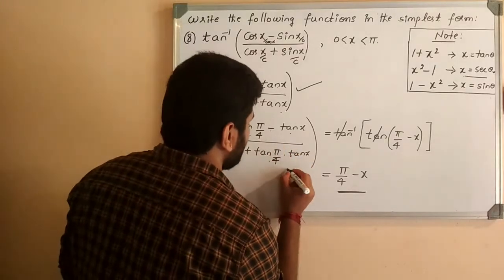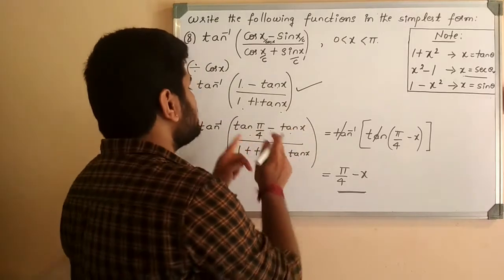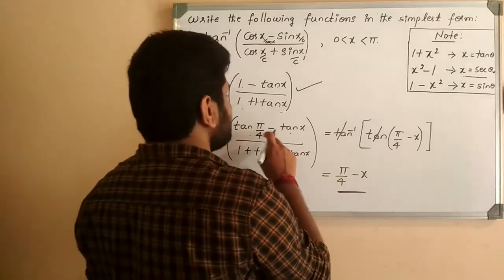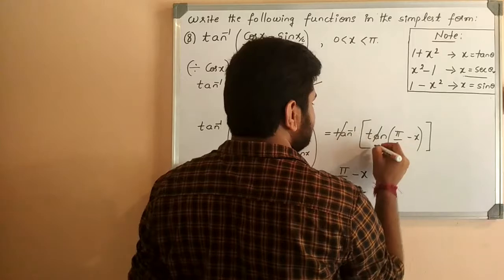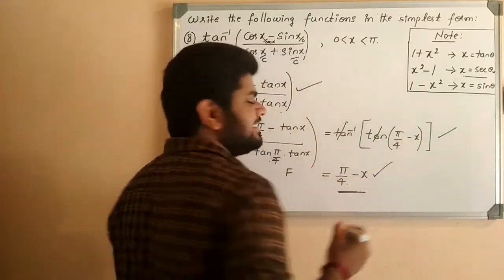So next, this is a formula of tan of pi by 4 minus x, or this is a formula of tan of x minus y. So here it is pi by 4 minus x. So tan inverse tan gets cancelled. So pi by 4 minus x is the final answer.